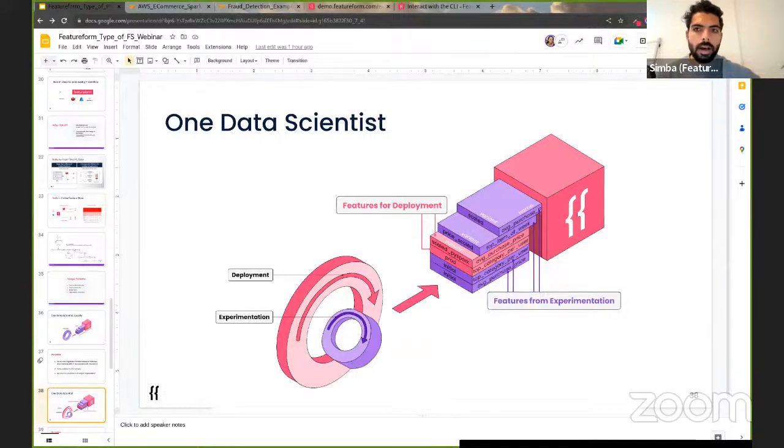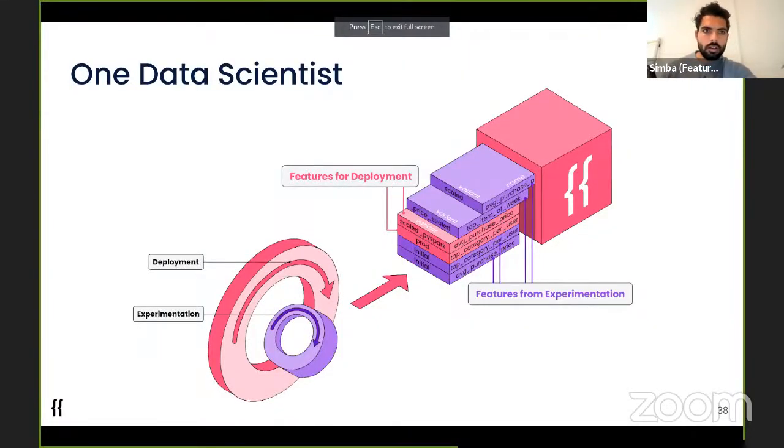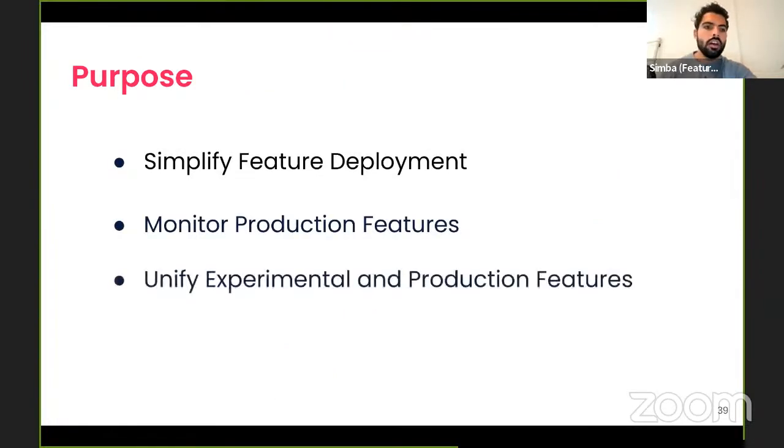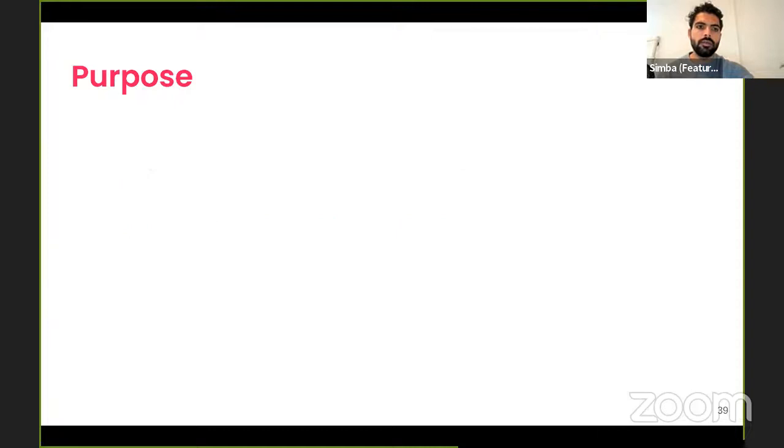Let me talk a bit about when you have things in production: you want to simplify feature deployment, you want to monitor features, you want to unify the experimentation and production. Rather than treating the feature store as where features go once they're in production, we really view it as a framework across both. And so this is where it becomes valuable if you're a single person.